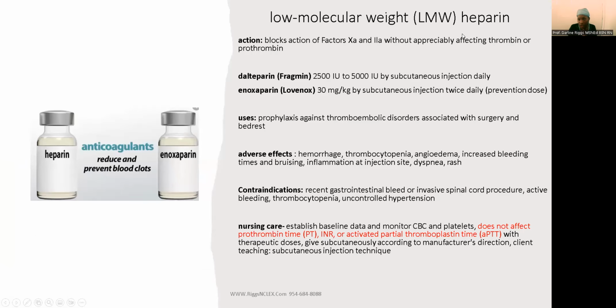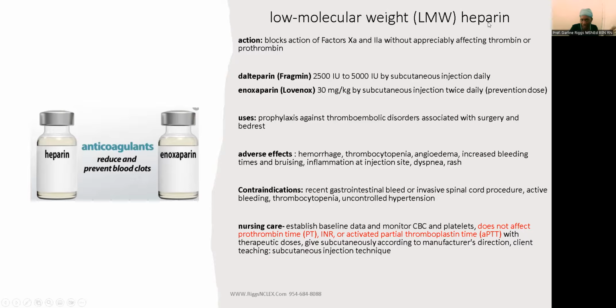For your low molecular heparins, which you're familiar with as well, your dalteparin, Fragmin, or your enoxaparin, Lovenox, most patients who aren't mobile at the hospital are on Lovenox. Those are low molecular and do not require you to monitor the PT, INR, APTT, none. Very low maintenance. We just want to teach the client to not rub the area, those types of things. So let me cover this while I'm here.